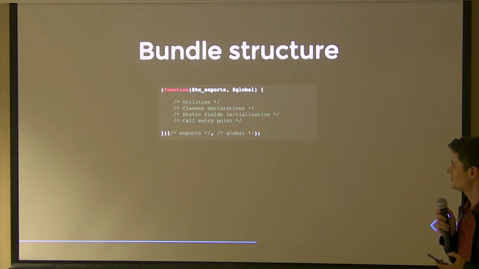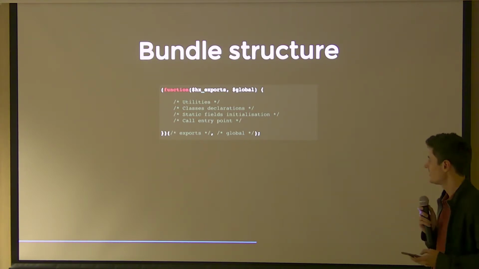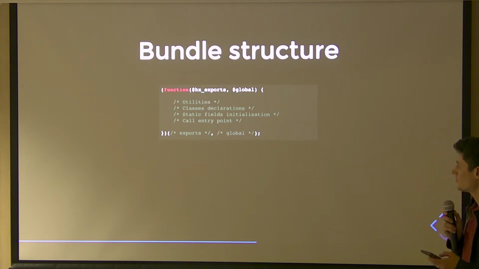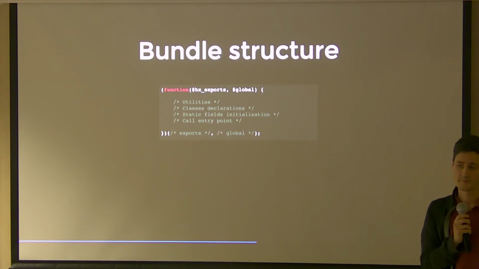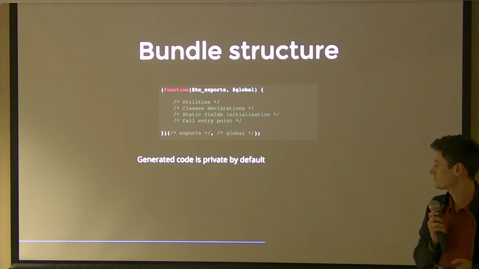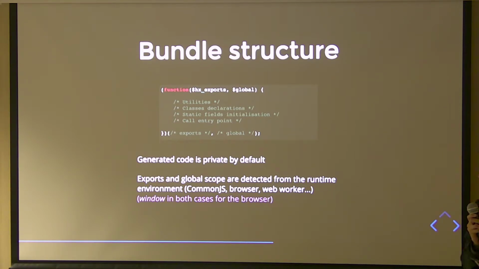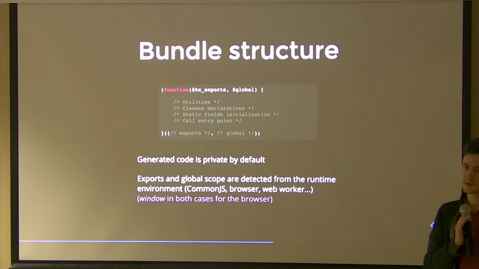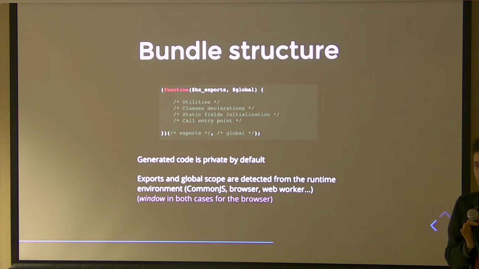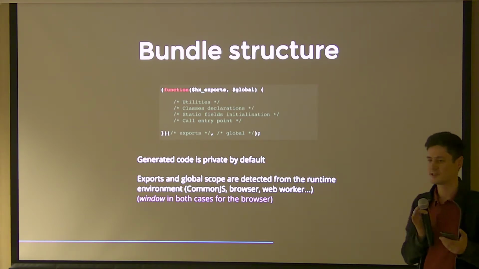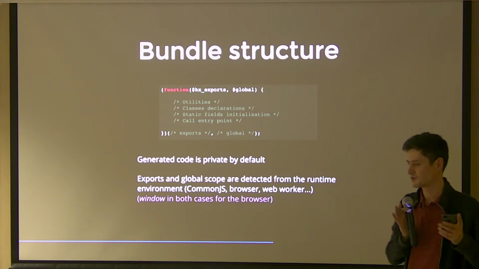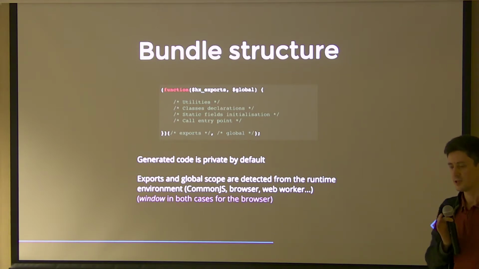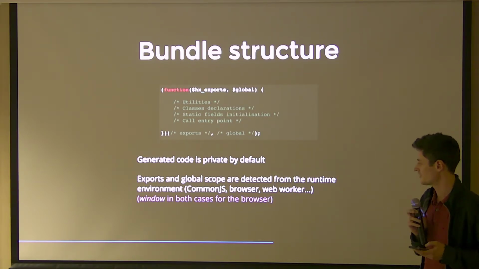It is structured with utilities, like how to extend another class, the class declarations themselves, then all the static field initializations get together, and at the very end, it may call your entry point if you have one. That's very nice and clean. So code is private, and what is interesting with the Haxe compilation is that it's doing a universal bundle. The place where you want to put things global, and if you need to access what is really global, are detected based on the environment. So in the browser, it will put everything on window, and in Node.js, it will feed things in the CommonJS API, and it supports edge cases like web workers.